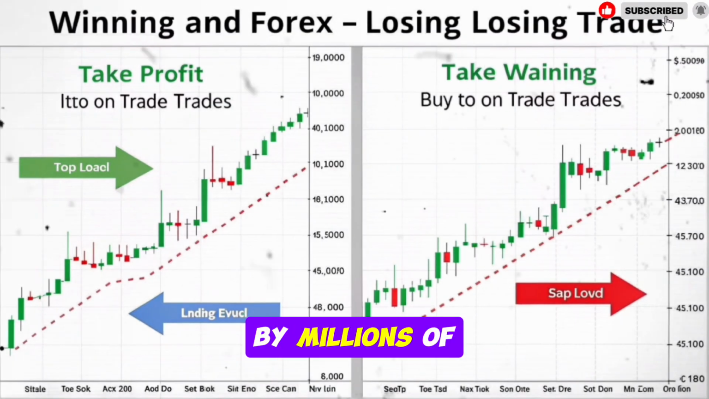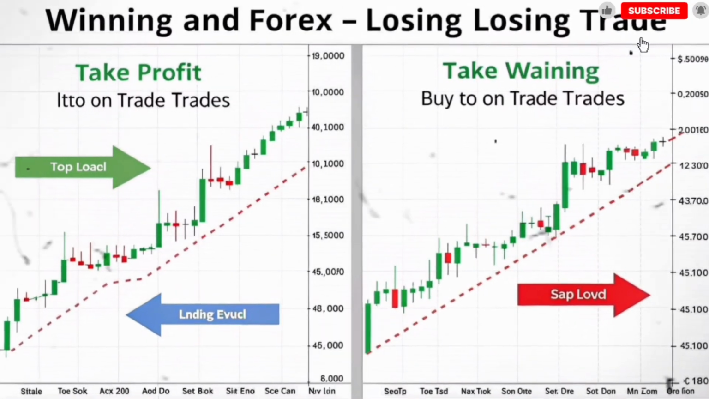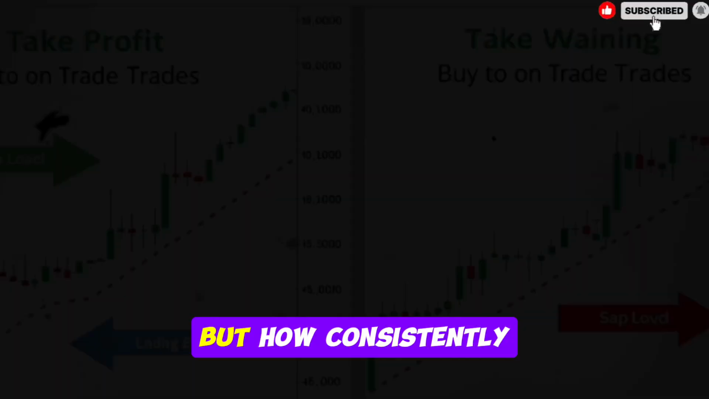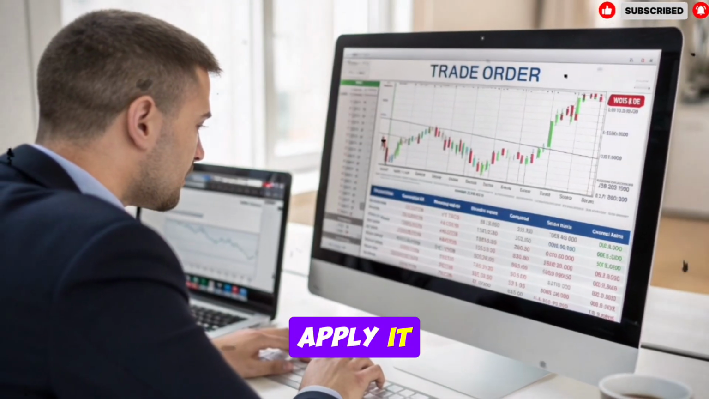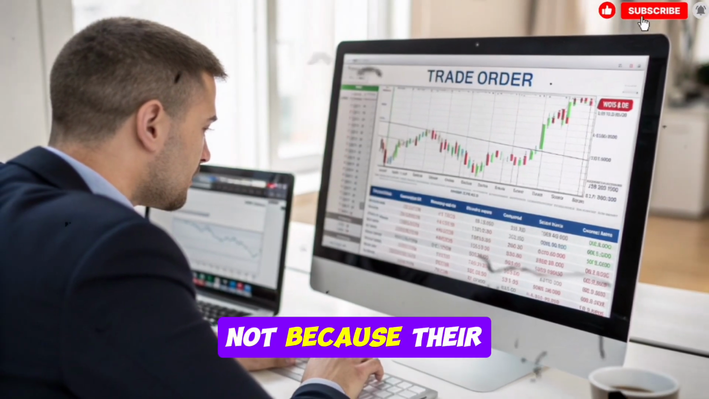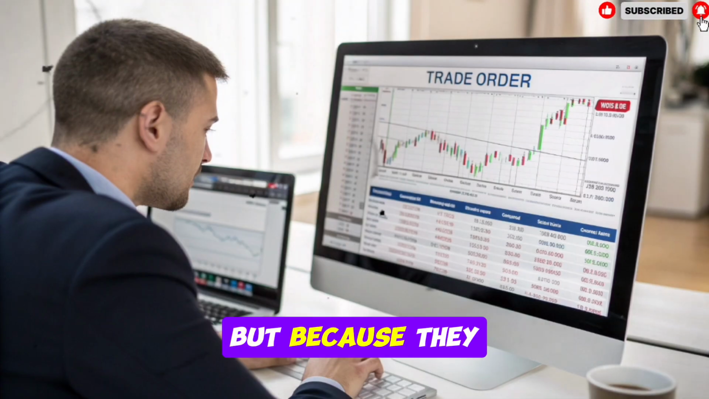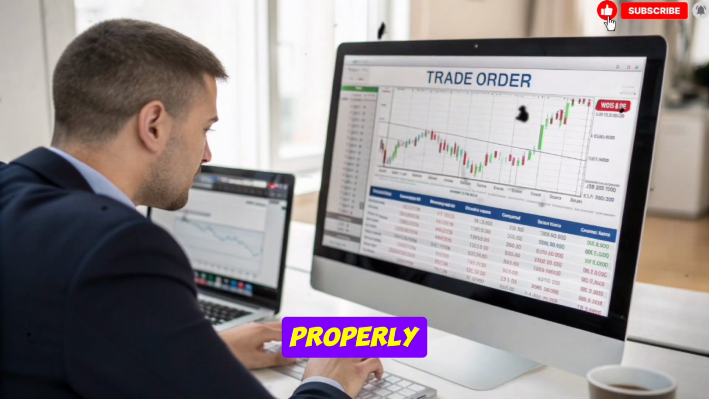They are used by millions of traders every single day. The key is not the strategy itself, but how consistently and patiently you apply it. Most traders fail not because their strategy is bad, but because they don't follow rules or manage risk properly.